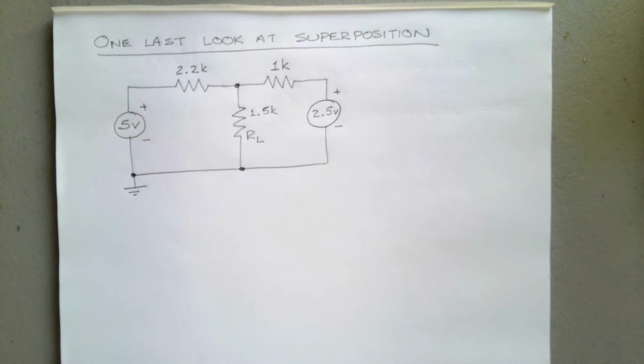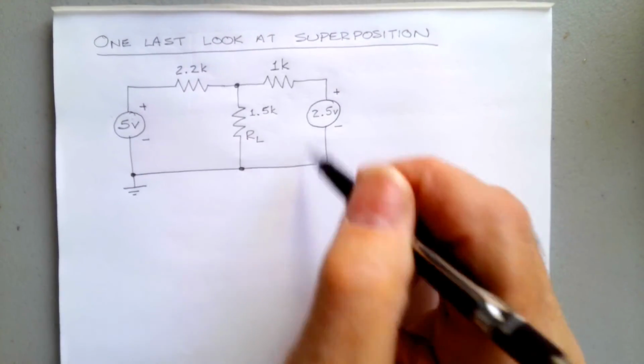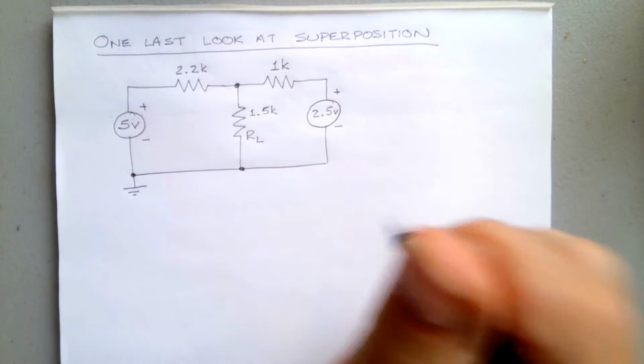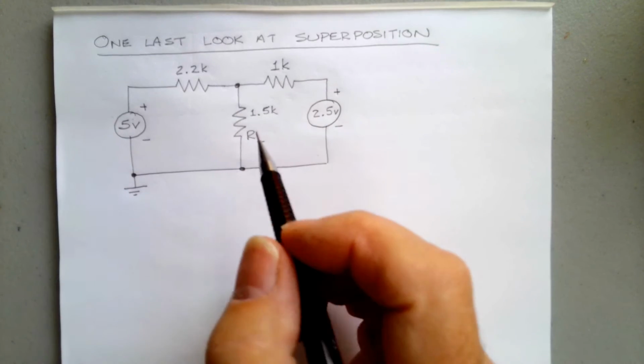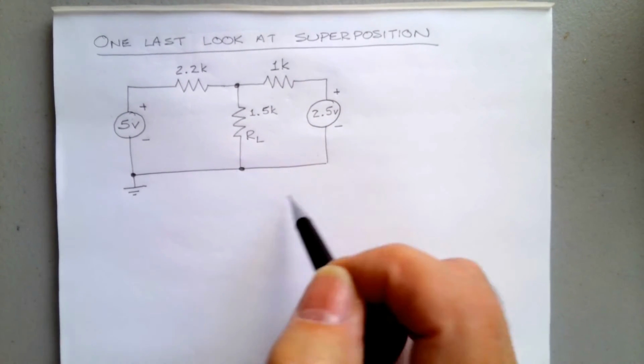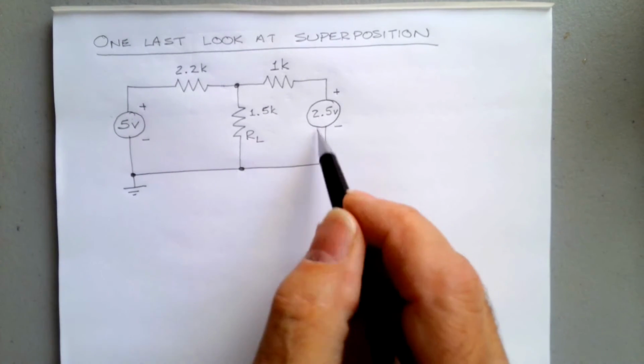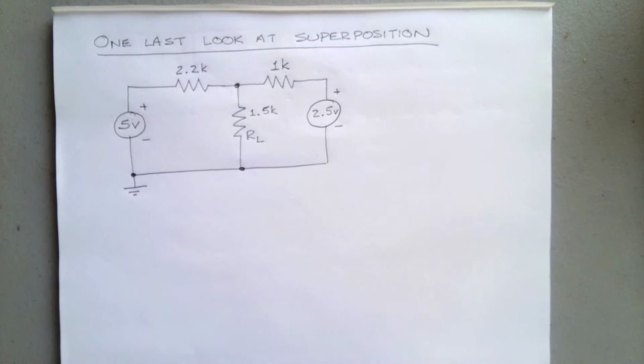This circuit is so simple that you could just apply Thevenin's theorem and take out this load, short these two things. You'd have 2.2K in parallel with 1K to ground, and then you could calculate this open circuit voltage, treating this 5 volt cell and this 2.5 volt cell that's opposing it as a 2.5 volt battery. Well, let's just calculate that.